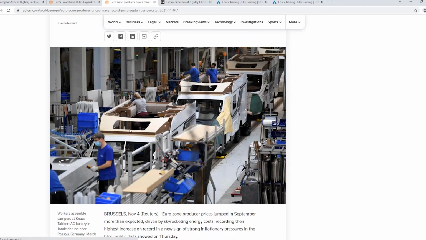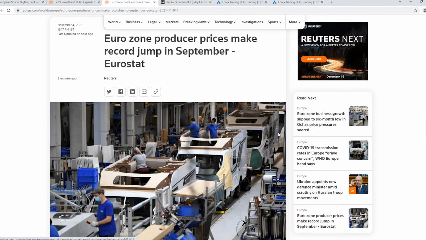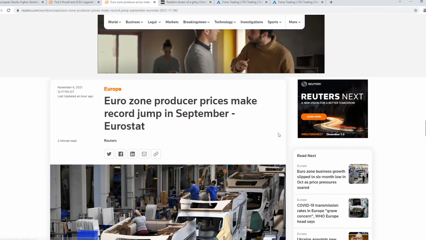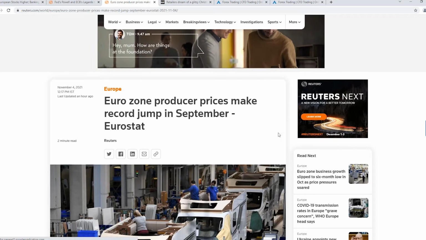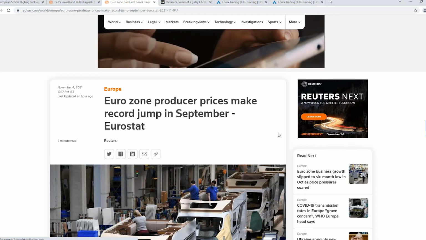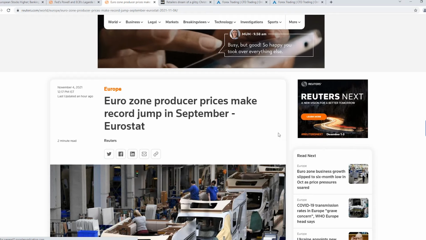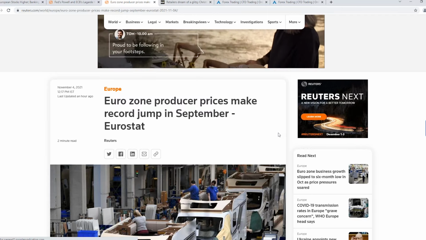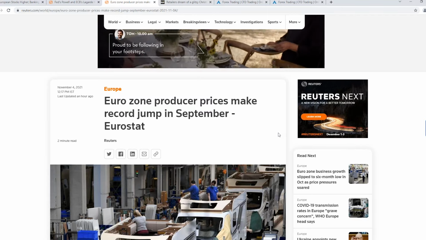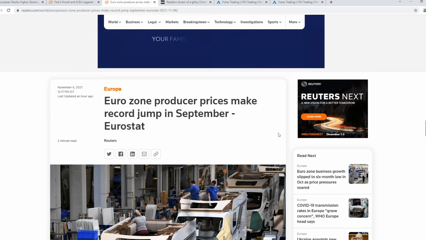Next headline, what are we looking at here? Eurozone producer prices make record jump in September. Well, now this is exactly what we're talking about, inflation, right? This is why there's the fear that the interest rates might be raised soon. This is why the bond buying program is maybe going to be tapered off in the US, because prices are rising faster than many are comfortable with. And so here's another headline about that. Eurozone producer prices make record jump.